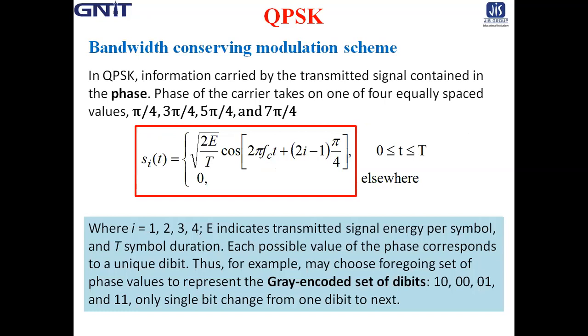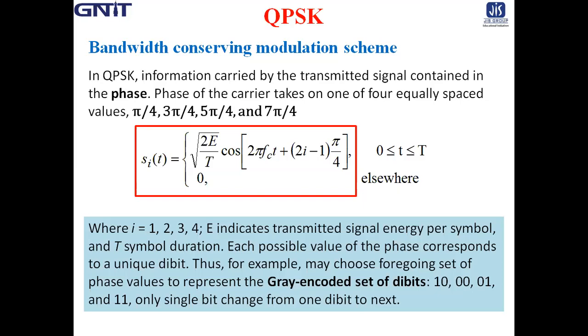In QPSK, the phase of the carrier takes one of 4 equally spaced values, such as pi by 4, 3 pi by 4, 5 pi by 4, 7 pi by 4. Correspondingly, we discussed the mathematical expression of the QPSK signal, which is square root of 2E by T cos(2 pi fc t plus (2i minus 1) pi by 4), where i is equal to 1, 2, 3, 4, where E is the transmitted signal energy per symbol, and each possible value of the phase corresponds to a unique dibit.